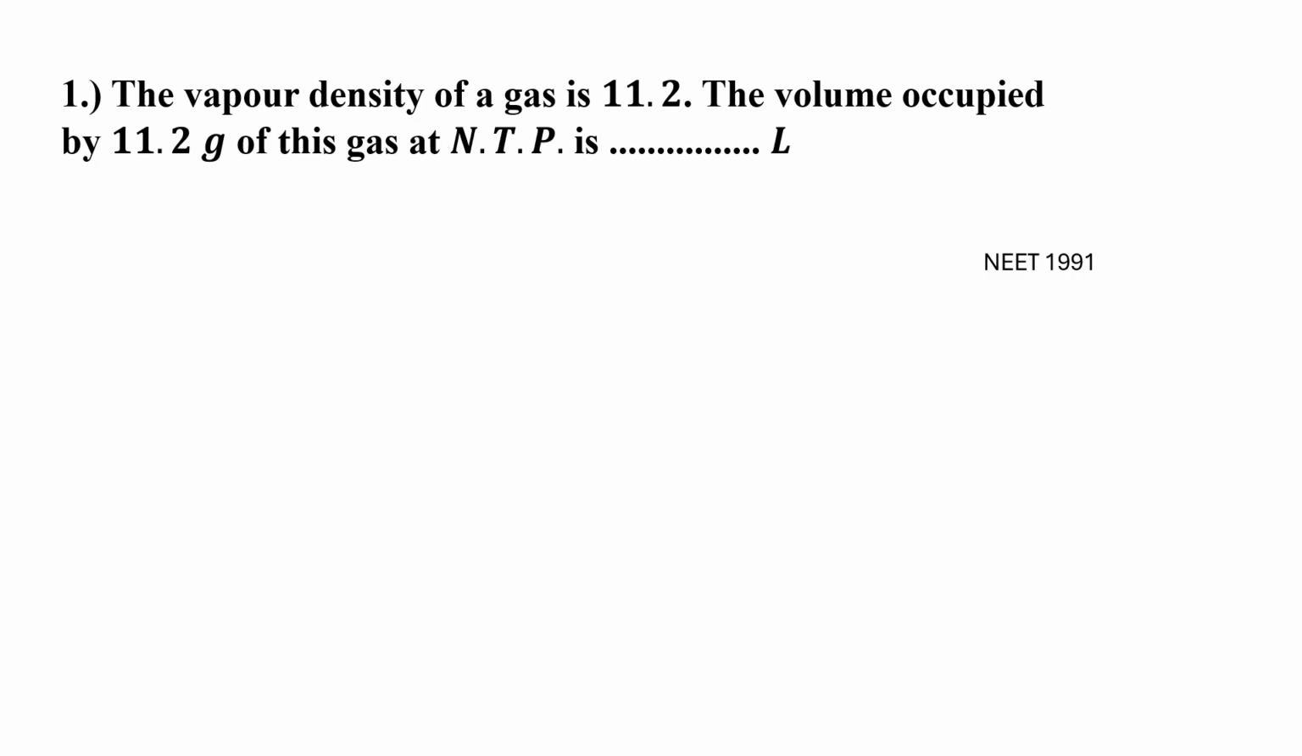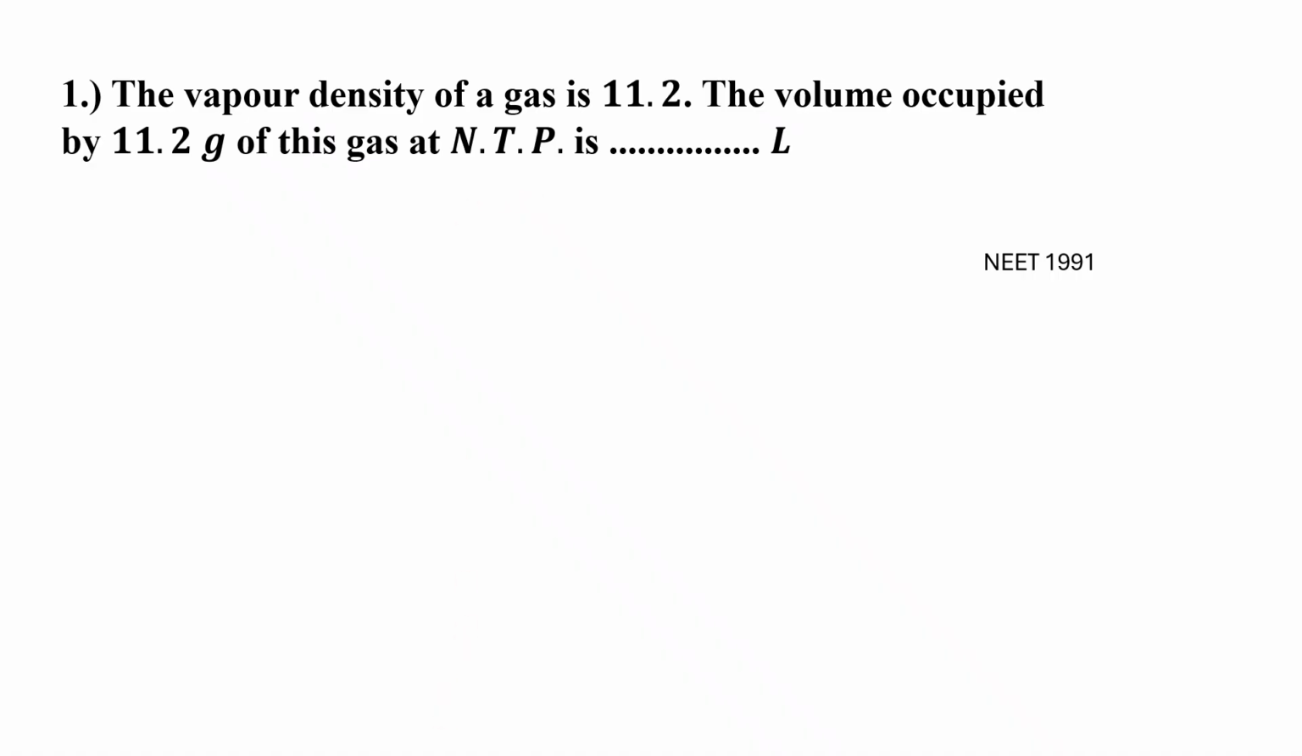Welcome. In this video, we are going to discuss the previous year NEET question from the year 1991 in physical chemistry under the topic of some basic concepts in chemistry. Let's discuss the question. The first question is: the vapor density of a gas is 11.2. What is the volume occupied by 11.2 gram of the gas at NTP?